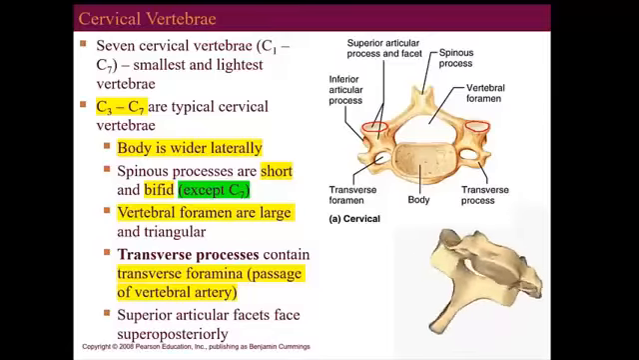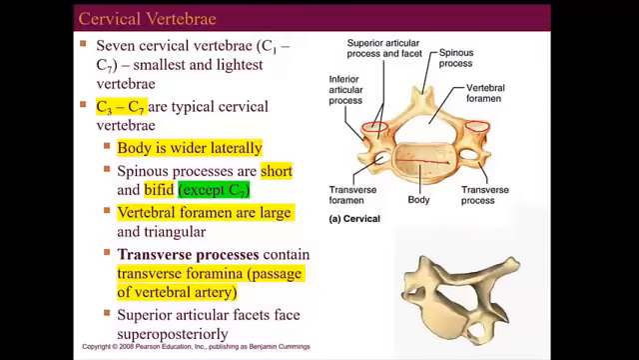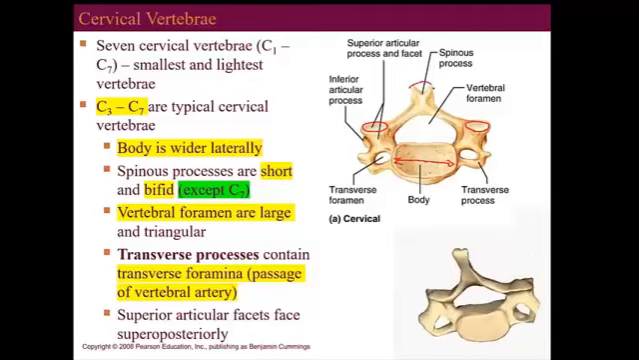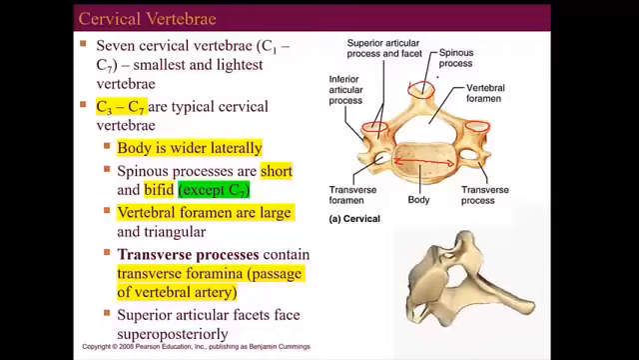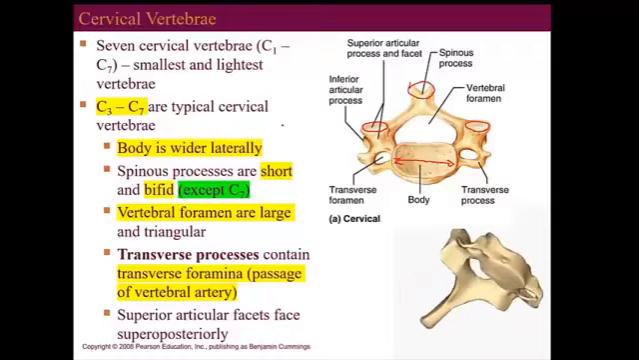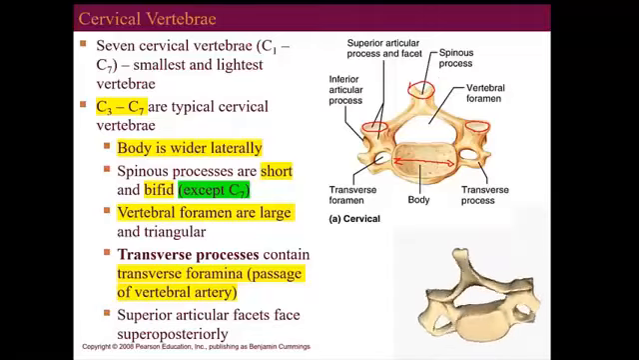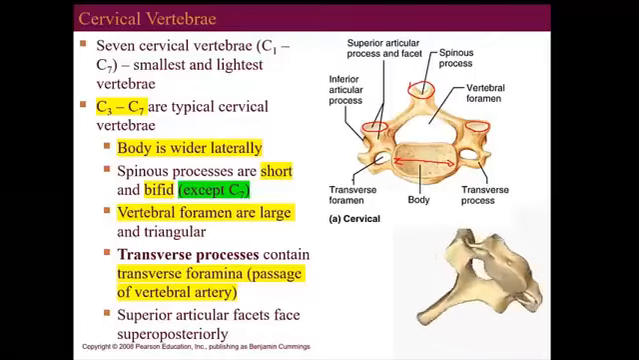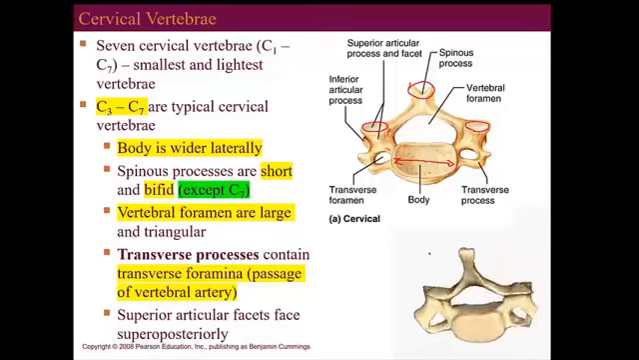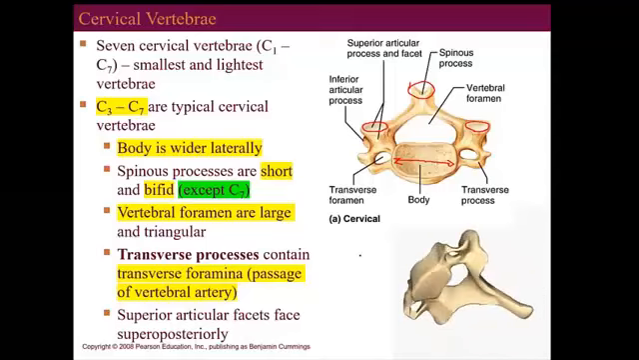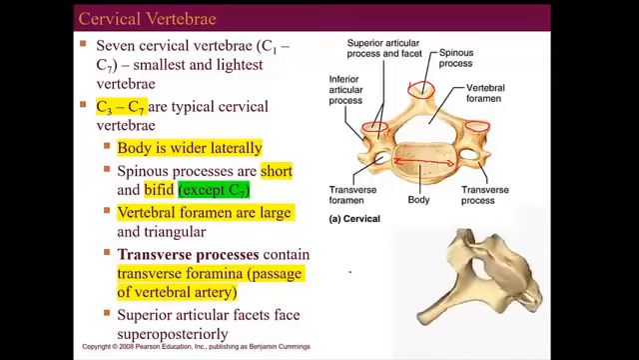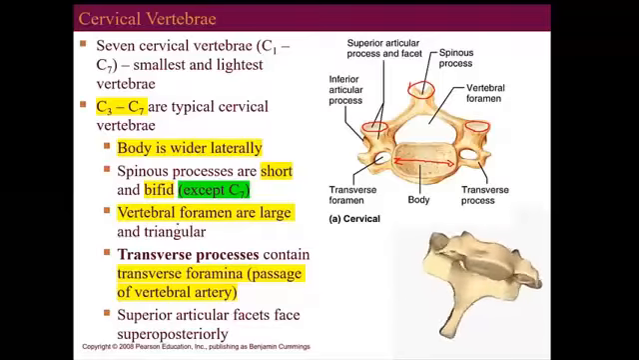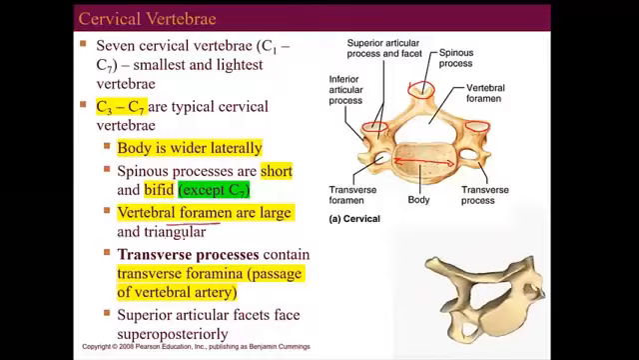And if you notice, the body is wider. The body or centrum is wider, and then the spinous process is bifid. It looks like it has the tongue of a snake. So that's actually the description of the bifid spinous process. And remember, C7 is different because C7 has a spinous process that is similar to the thoracic vertebrae. That's the difference among the 7 cervical vertebrae, and the vertebral foramen are large and triangular.